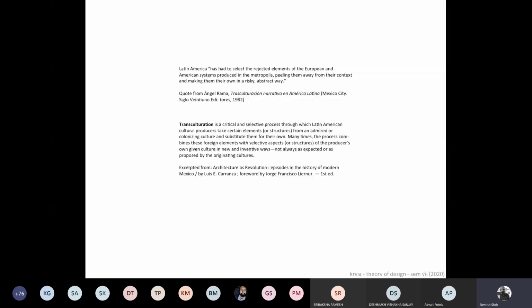What they are saying is that at this time there is an awareness that you need to reject the elements of European and American system, and move away from them. And there's this idea of transculturation, which is a critical and selective process through which Latin American cultural producers take certain elements or structures from an admired or colonizing culture and substitute them for their own.